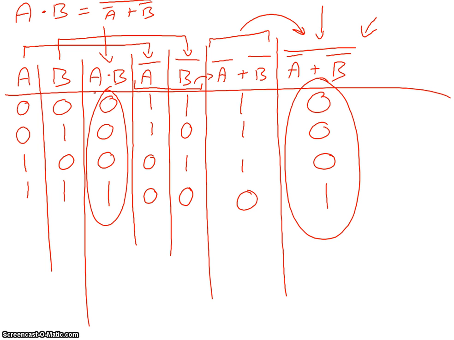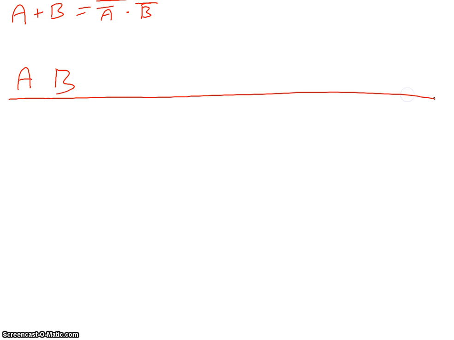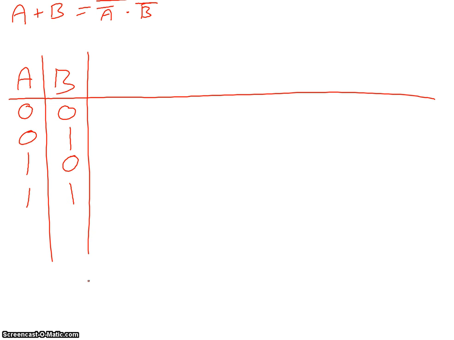Let's also prove the second law, that A or B is equal to not A and not B. We'll use the same method. We'll take A and B as our inputs. Same 4 possible combinations, 0, 0, 0, 1, 1, 0, and 1, 1. And we'll start off just by ORing those together to calculate the left-hand side of our equation. OR operation, if either of the inputs are true, then the output's true, so we're going to have 0, 1, 1, 1.